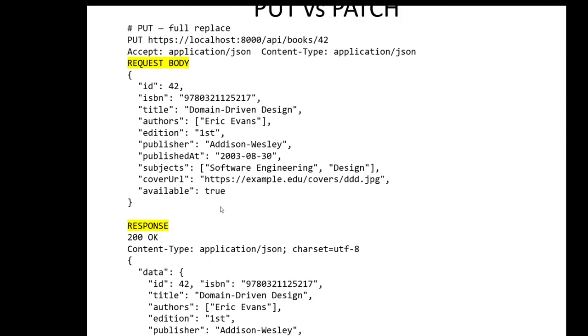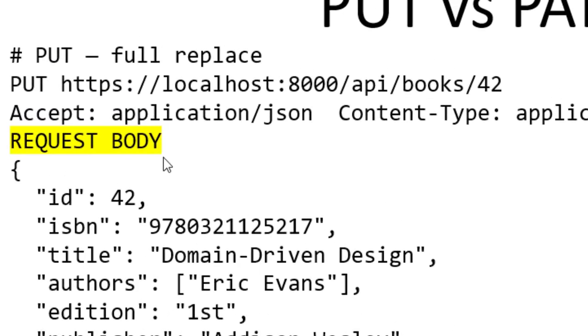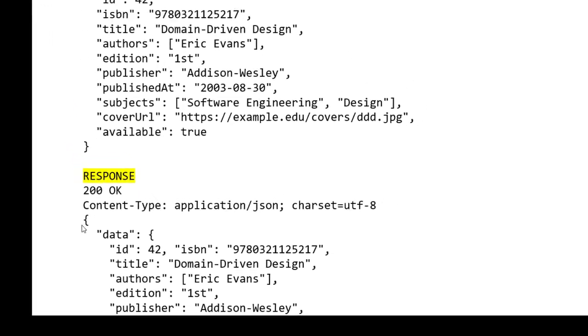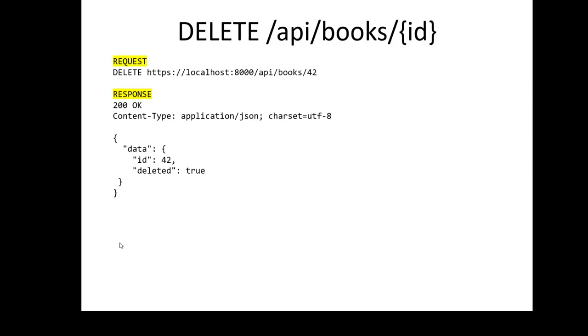So the next one is PUT versus PATCH. You can see I want to edit this record with ID 42. He already gave me the request body. This is what I'm expecting, and this is what I'm going to give back in the same format. So the next one is DELETE.